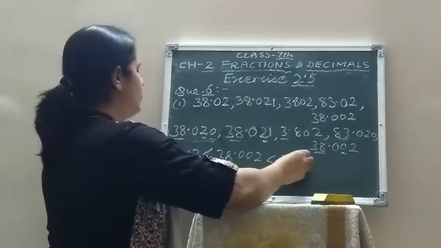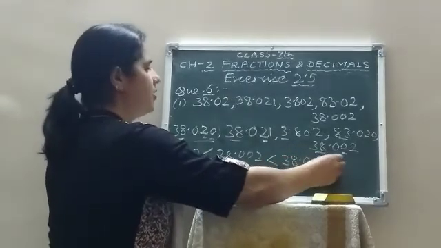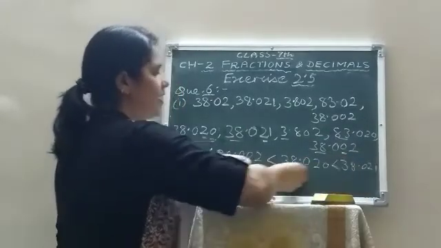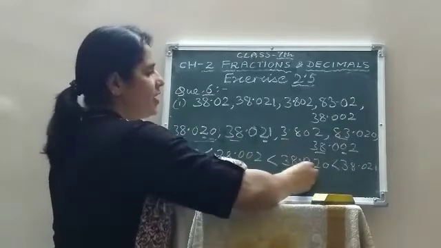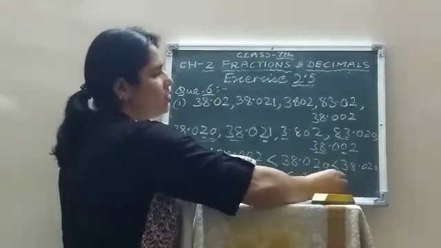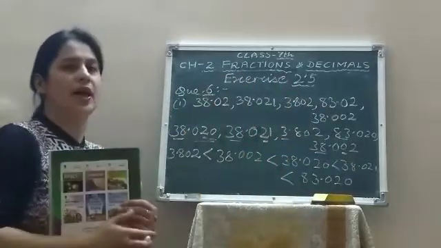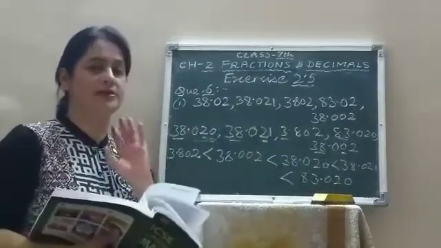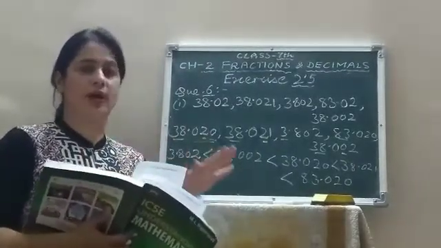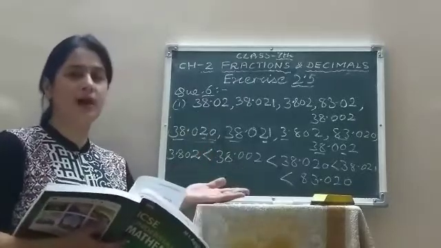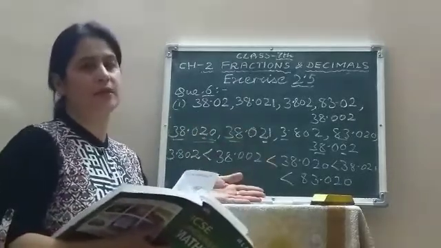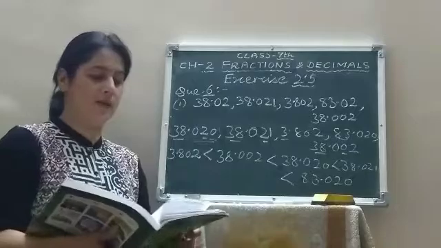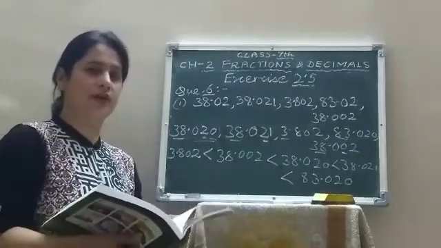So 38.020 and then this number will come, 38.021. And the biggest number, this is left, 83.020. So like this you will perform ascending as well as descending order. First you have to convert into like decimals, then you compare the whole number parts, and then you start comparing the place values in the decimal part, and then you will easily arrange them in the perfect order. So children, this is all for today. Thank you so much.